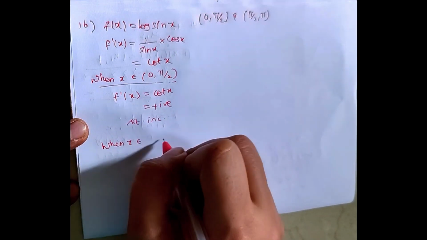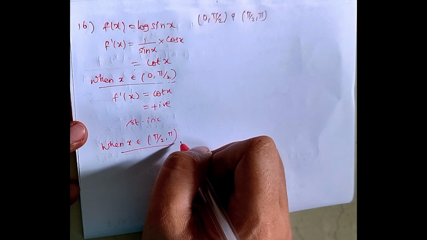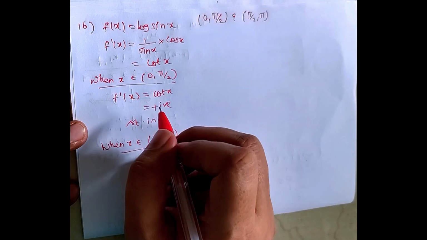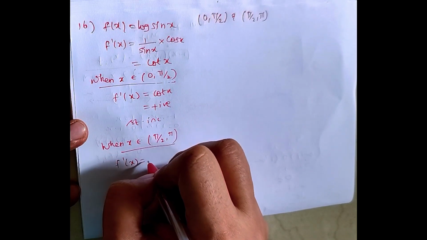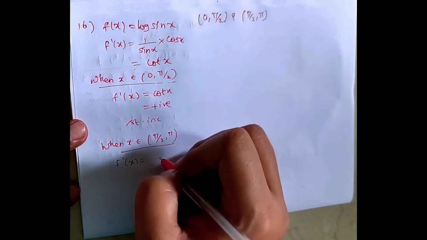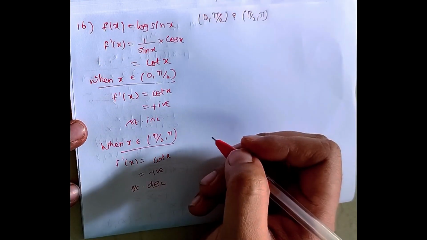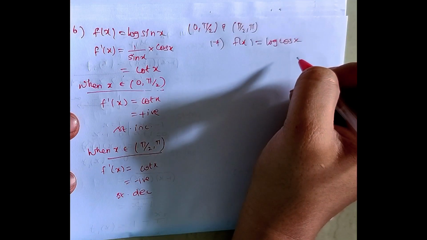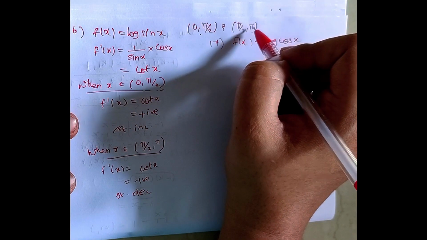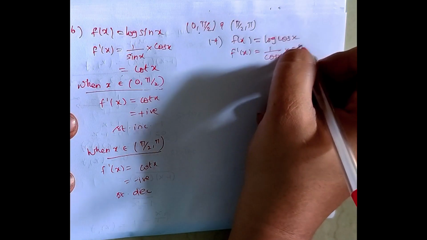When x belongs to the interval pi by 2 comma pi, that is from infinity to tan pi, which is 0, so minus infinity to 0, we get the negative sign. So tan is negative. Since cot x is the reciprocal of tan x, cot x is also negative. So that is negative, strictly decreasing. Therefore, it is proved. Question number 17, the function log cos x, we need to prove that it is strictly decreasing on the interval 0 comma pi by 2 and increasing on the interval pi by 2 comma pi. So the derivative of log cos x is 1 by cos x for log and it is minus sin x.